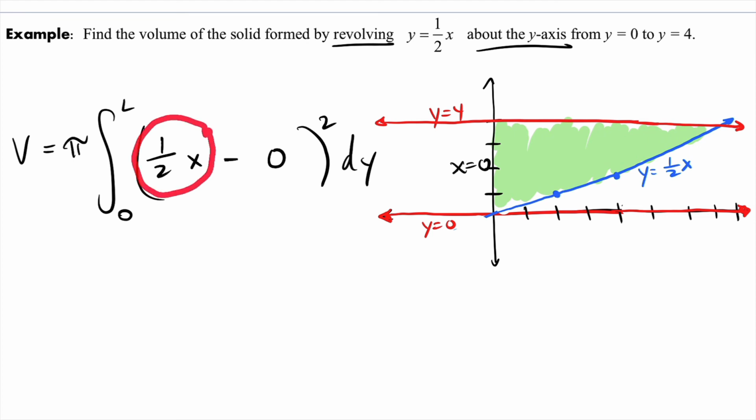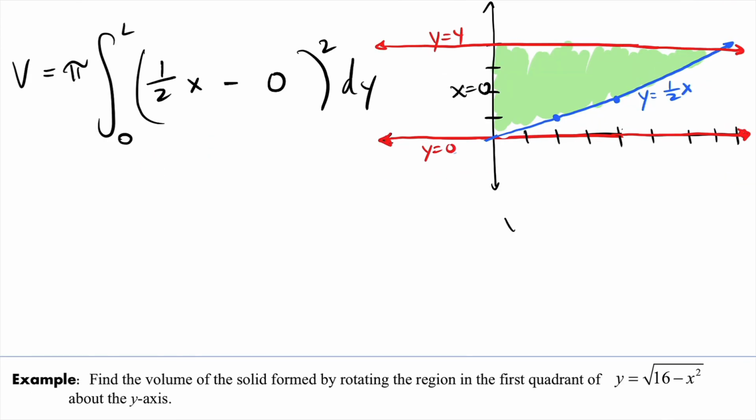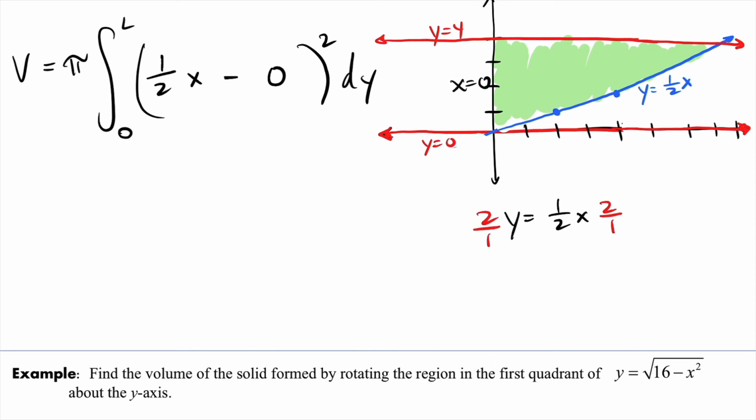Yeah, this is y equals, right? I have to solve it for x equals. That's the only difference. So y equals 1/2 x. So solve it for x. Multiply both sides by 2. So you get 2y equals x. So instead of 1/2 x, you're going to put 2y.